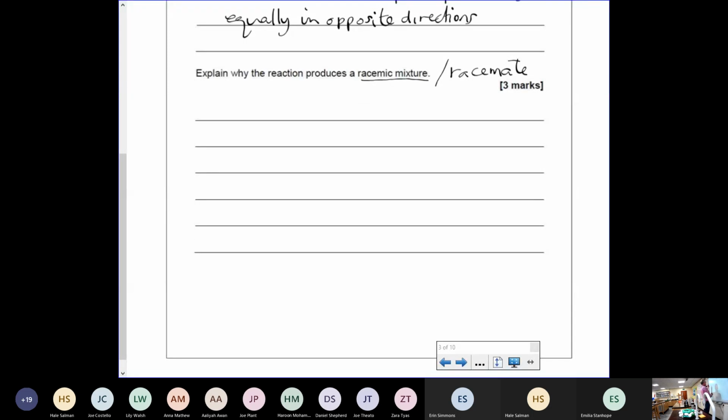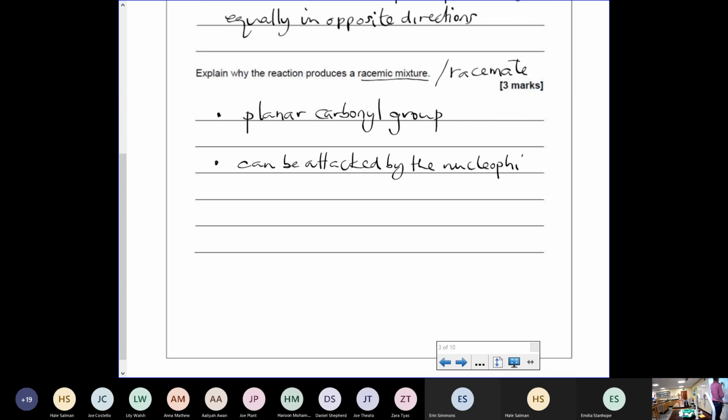First things first. In these questions where you have to explain things, it isn't actually necessary to write everything in lots of long sentences. In fact, my suggestion is that you keep things brief. You can even bullet point your answers. So in this case, we've got a planar carbonyl group. That planar carbonyl group can be attacked by a nucleophile from above or below, or from either side.